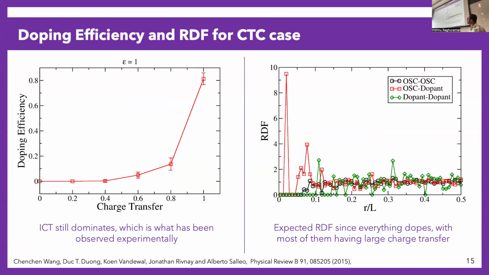And we can then do a doping efficiency calculation, looking at how the doping efficiency changes for different charge transfer states. And you can see that it's still majority +1 -1, which is what you see experimentally as well, with trace amounts at +0.8 -0.8, and so on. And your RDF is also very expected because at the end of the day, everything dopes, and you have a very strong peak for the opposite type of species.